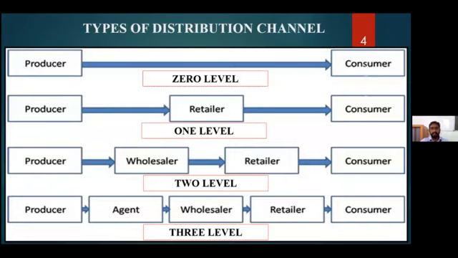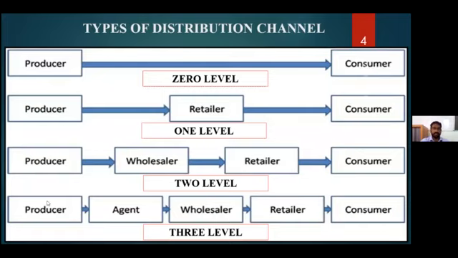Here, the producer directly sells the product to the consumer. They are avoiding the involvement of intermediaries. In that way, both producer and consumer get a benefit, because they don't add an extra margin to the product price. So ultimately, the consumer gets more benefit. That kind of distribution channel is known as zero level channel.